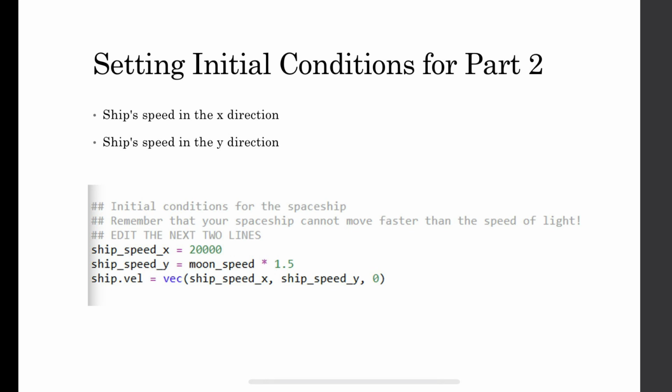For Part 2, we set the initial conditions for the ship speed in the x direction and the ship speed in the y direction.